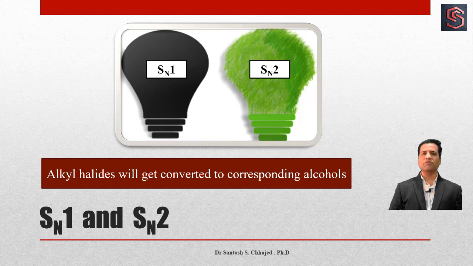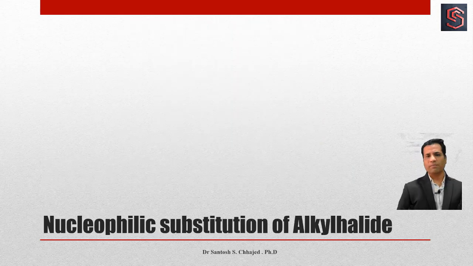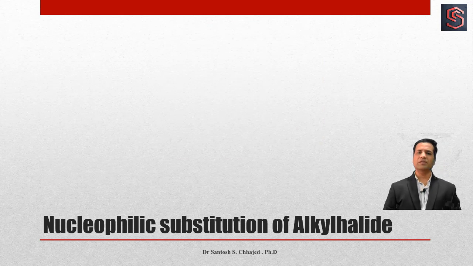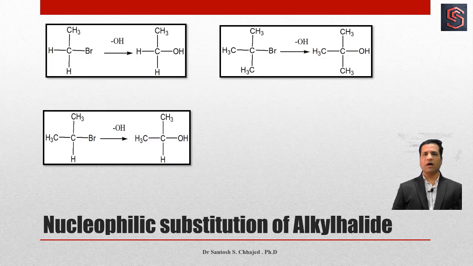But we should think about why there are two different types of reactions, SN1 and SN2, because all that is involved is an alkyl halide getting converted to the corresponding alcohol by the action of either NaOH or KOH. So why is there a need to discuss nucleophilic substitution reactions under two different headings, SN1 and SN2? When we talk about nucleophilic substitution reactions of alkyl halides, we should first give thought to the structures of alkyl halides.